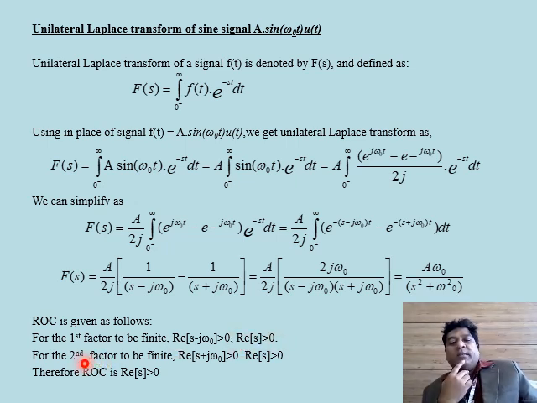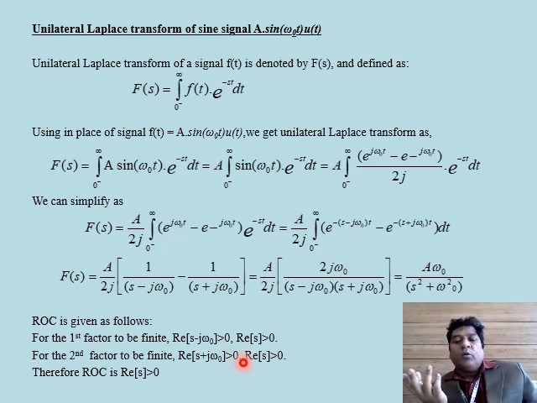Now we have to see what is the ROC for the second factor. Now the ROC for the second factor based on our previous problems will be what? The real part of that factor should be positive. So the real part of (s plus j omega naught) should be greater than 0. So we'll get the real part of s again greater than 0. So the overall ROC is simply the intersection of these two ROCs, ROC of the first factor intersection with the ROC of the second factor, which are both the same. So the final overall ROC is simply real part of s greater than 0.